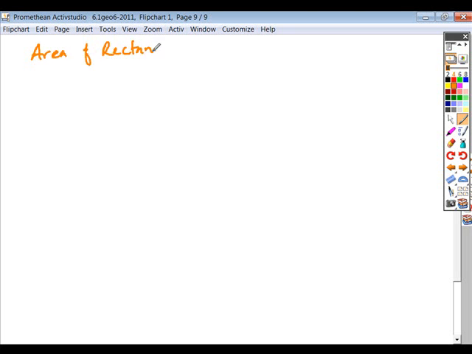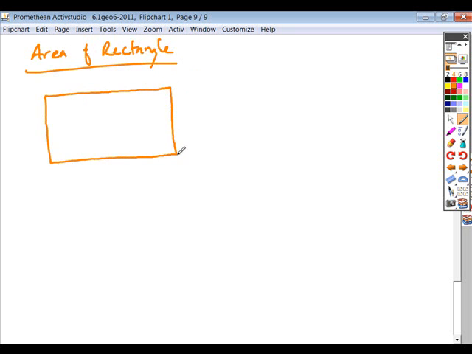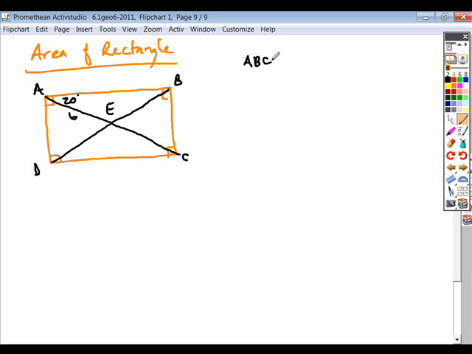Let's take a more specific parallelogram, the rectangle. Let's say you have a rectangle ABCD with diagonals intersecting at point E. And let's say angle BAE is 20 degrees. And the last thing is AE is equal to 6. See if you can find the area for that.